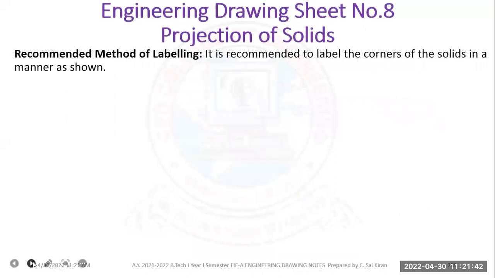Next is the labeling. So till now we haven't discussed anything about labeling. Labeling is also important to get full marks in the exam. So what are the corners? All the corners should be labeled as shown in the figure.